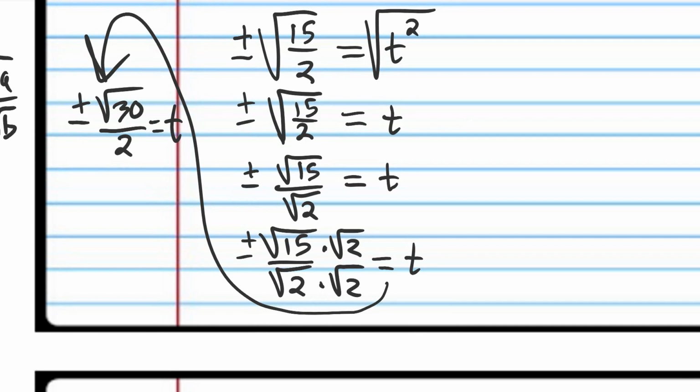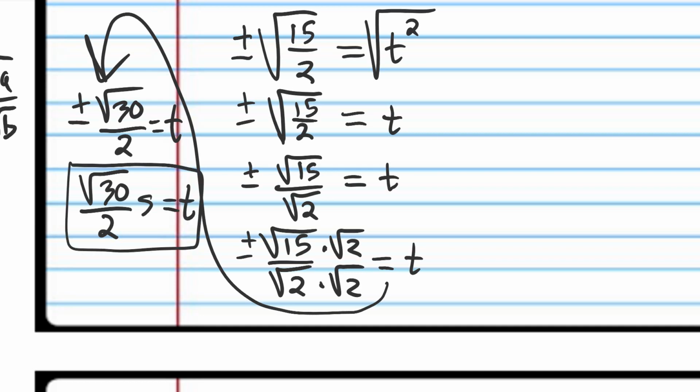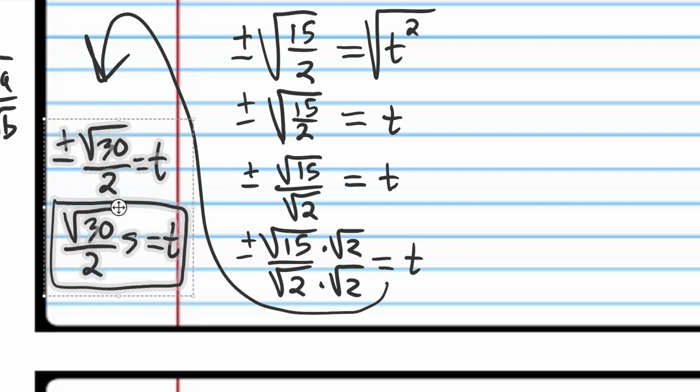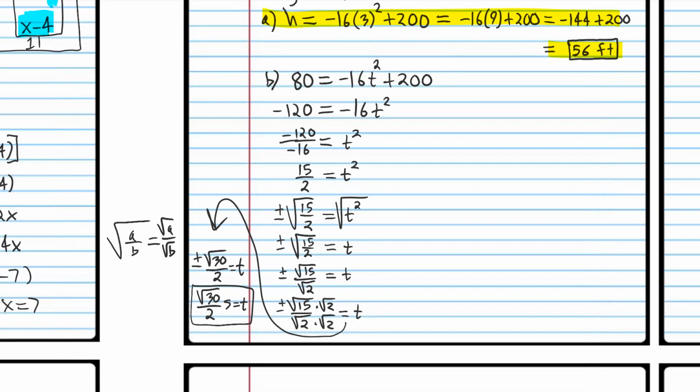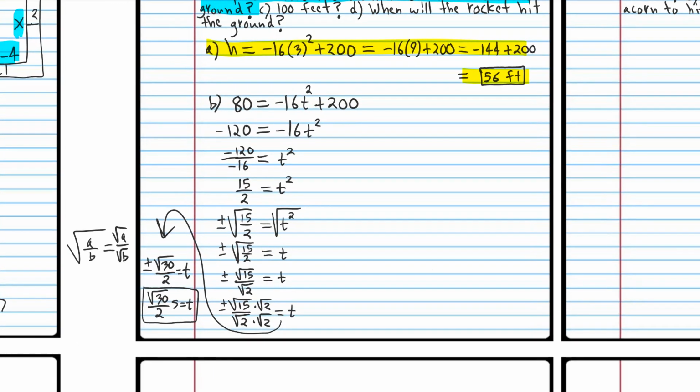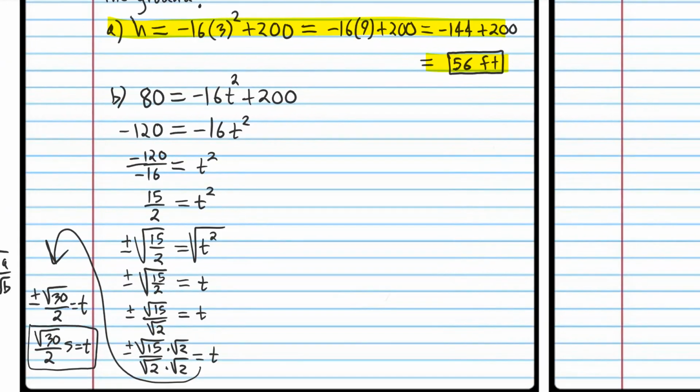But we can't have negative time. So we can just get rid of that negative and just say positive root 30 over 2. And we have to write S for seconds. I'm going to move that down because we can't really see what's going on here. You must write S. You must write your units. All right, so that was part B. And now we're going to go on to part C.